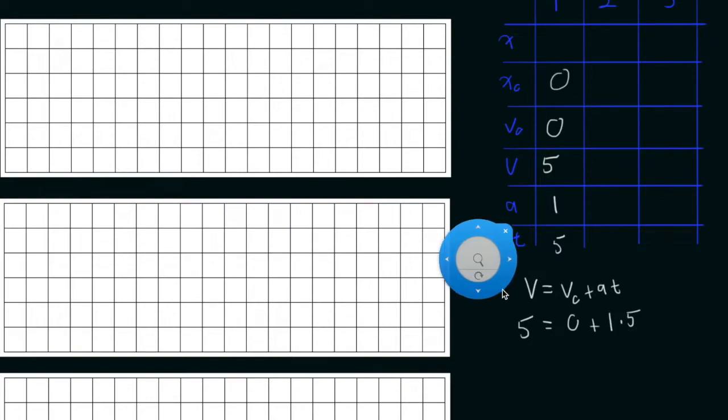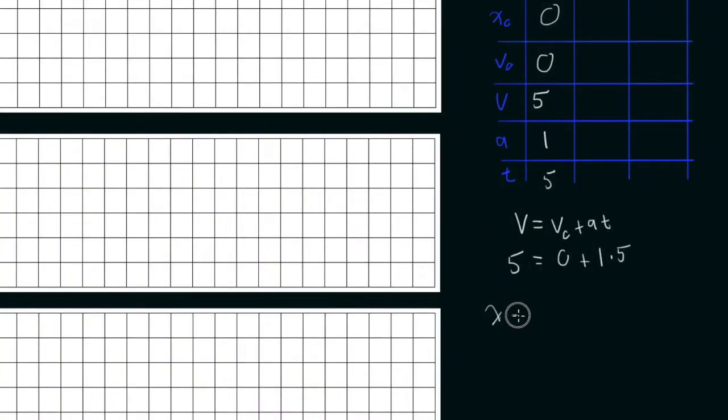Well, the velocity is very easy to find since it's just v equals v naught plus a t. And that v will be equal to 0 plus 1 times 5. So our final velocity for this part will be 5 meters per second. And then our displacement will be found using x equals x naught plus v naught t plus 1/2 a t squared. Well, x naught is 0, v naught is 0, so we're really just going to have x being equal to 1/2 of 1 times 5 squared, which will give us 12.5.